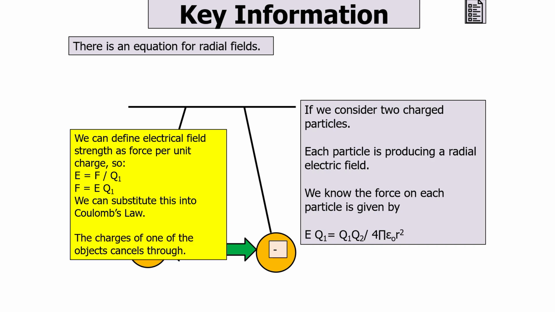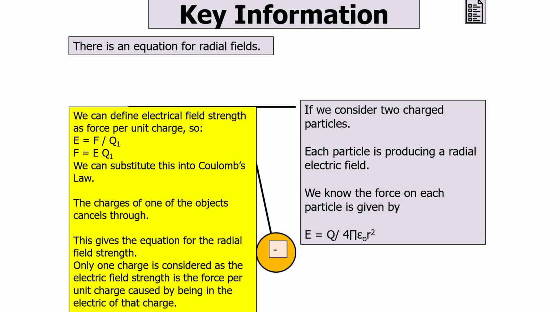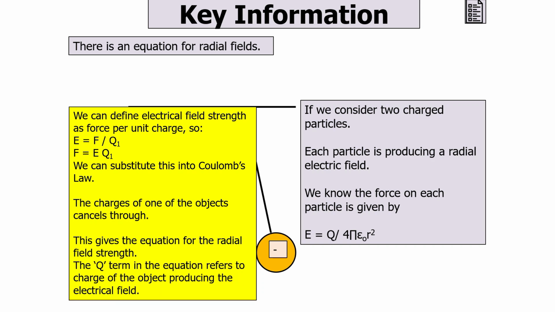The charge of one of the objects will cancel through the Q1, which gives us the idea that E is equal to Q over 4 pi epsilon 0 r squared. So this gives us the equation for the radial field strength. Now note, only one charge is considered, as the electrical field strength is the force per unit charge caused by being in the electrical field of that charge. So in this equation, the Q term refers to the charge the object produces in the electrical field.